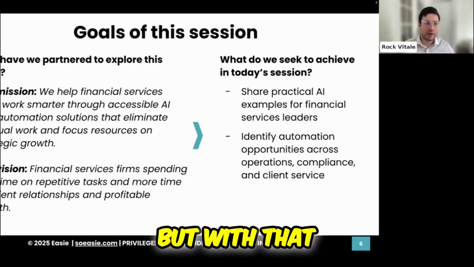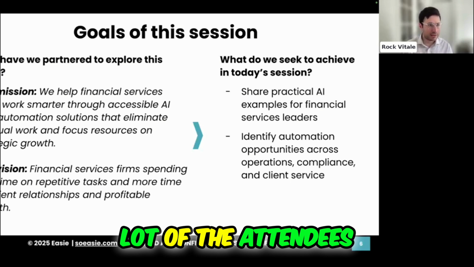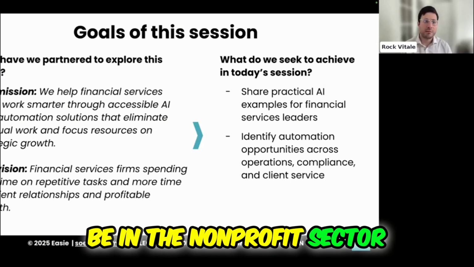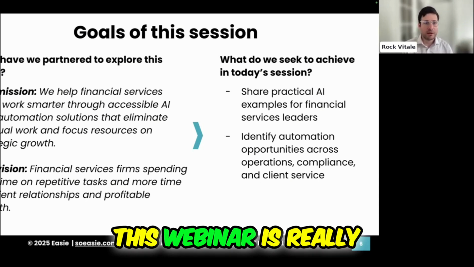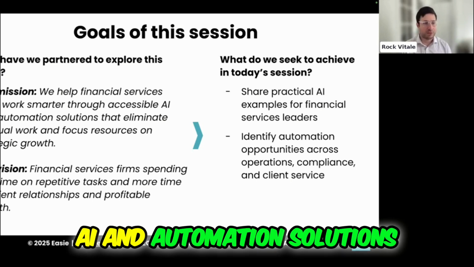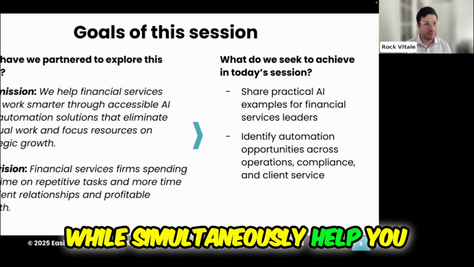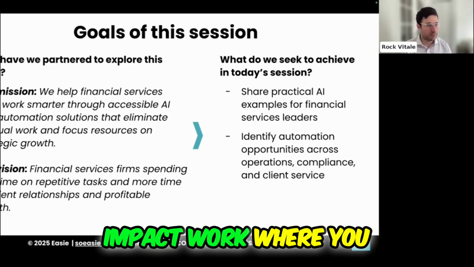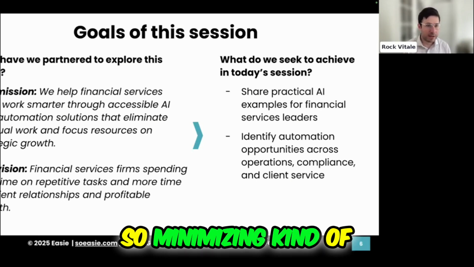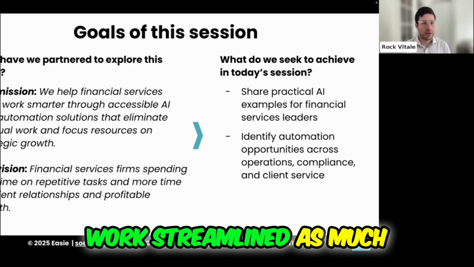With that, we want to go a little bit into the goals of this session. We know a lot of the attendees here are in the financial services space, but some may also be in the nonprofit sector. Our mission for this webinar is really to help financial services firms work smarter through AI and automation solutions that can help minimize the amount of manual work being done, while simultaneously helping you focus your resources on the highest impact work that is strategically valuable to your organization. That means minimizing manual activity and making repetitive work as streamlined as possible.